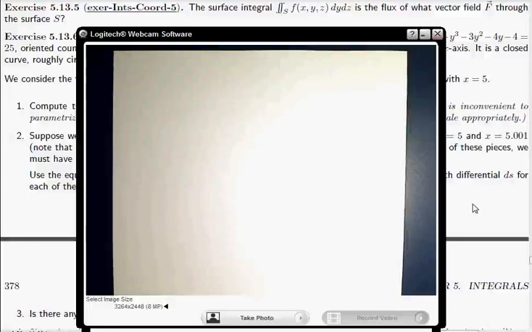Okay, so we're given a surface integral. Now this is a surface integral written in this coordinate notation. I call this a coordinate surface integral. And we want to reinterpret this as a flux of some vector field through that surface. So this is a notation question, really.